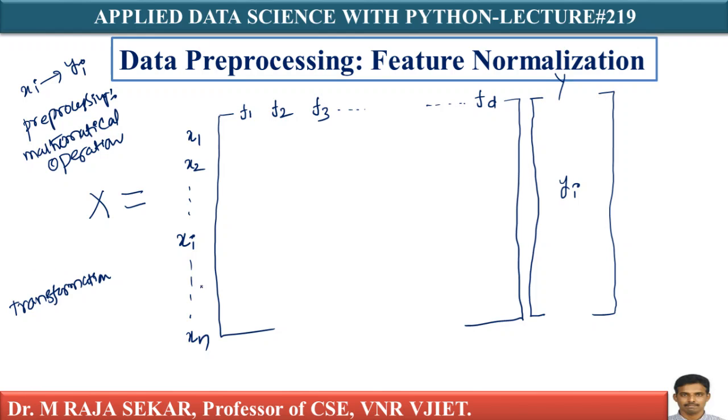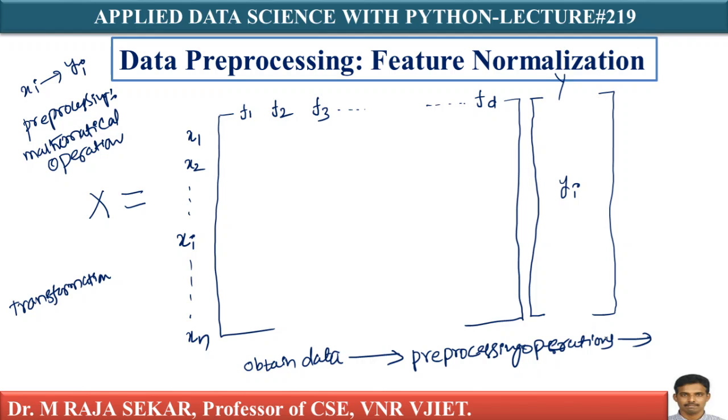You obtain your data. First you have to just obtain data. Then you perform a bunch of data pre-processing operations. What are these pre-processing operations? We will try to understand. First collect the data, then apply pre-processing operations, depending on the problem, and then you do your modeling.